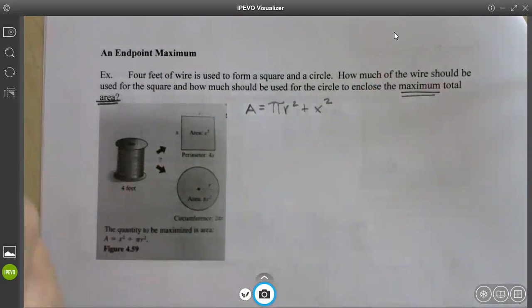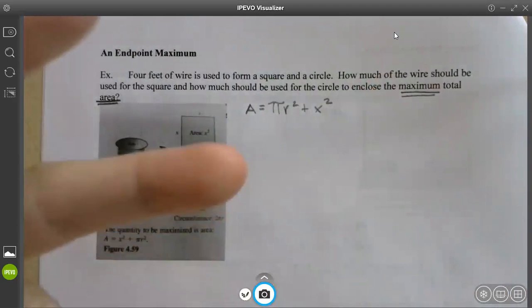What is your secondary equation? What else does it talk about? That very beginning sentence, what does it say? So where is that wire at on the square? Around the outside, right? You're saying exactly what I need you to. Around the outside, what is that called? That's exactly what I'm looking for. So your secondary equation is perimeter.